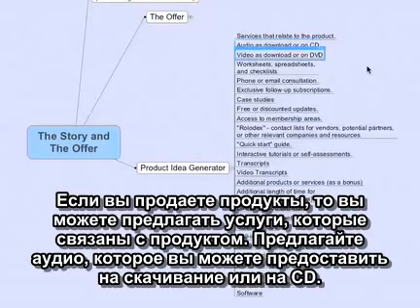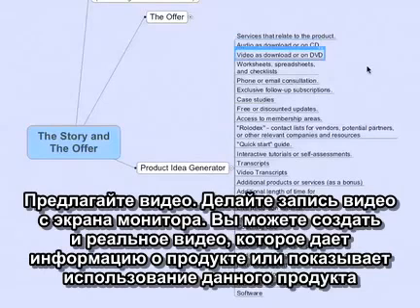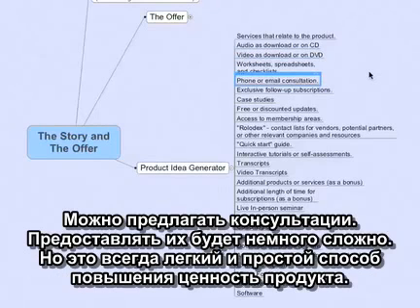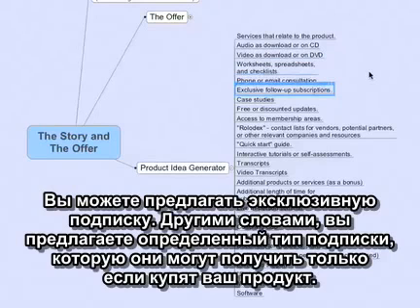Audio, you can do as a download or on a CD. Video, you can do screen capture video. You could do real motion video that teaches about the product, that shows people using the product. Worksheets, spreadsheets, checklists. People love that kind of stuff. Consultations, they're real easy to offer. They can be a little painful to do, but it's always a real simple, easy way to build value in a product.